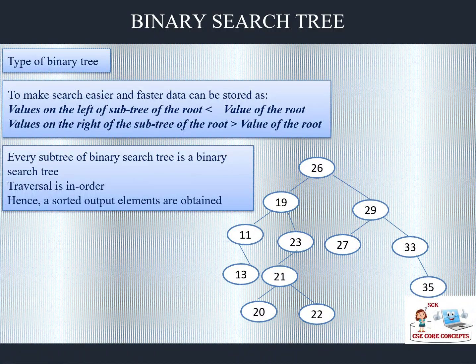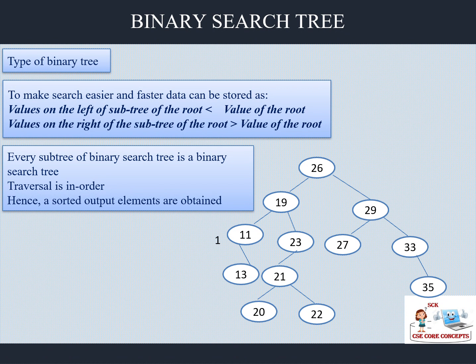First of all, see, binary search trees are binary trees, okay, they are not different. But the difference between binary tree and binary search tree is that binary trees will not store the elements in a sorted order, whereas binary search tree stores the elements in a sorted order. Left subtree values are always less than the root and right is always greater than the root, right?